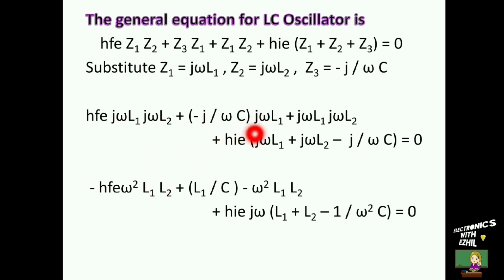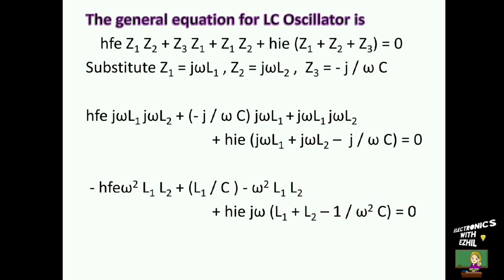Here j into j is minus 1, minus into minus is plus, omega is getting cancelled, so it becomes L1 by C. Here in the third term, j into j is minus 1, it becomes minus omega square L1 L2. Here in the fourth term, we will take j omega commonly out. So it becomes h_fe j omega into L1 plus L2 minus 1 by omega square C equal to 0.